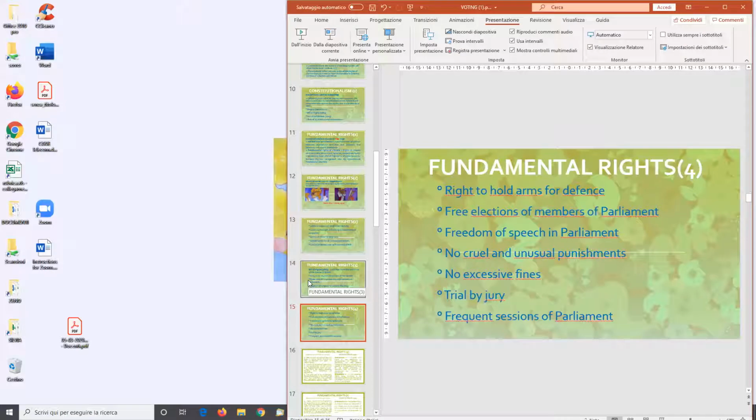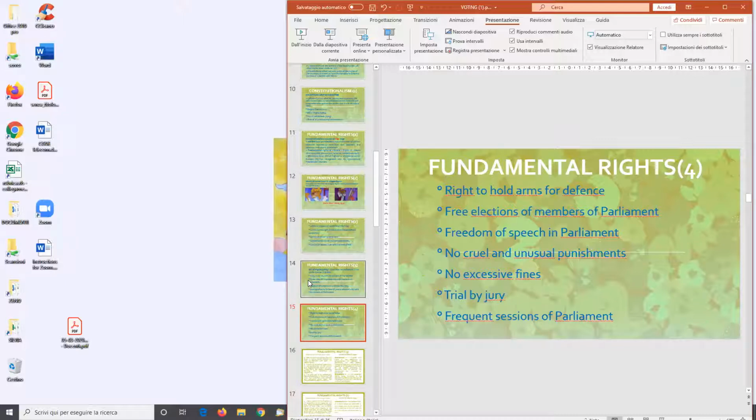Then let's look at the other principles set out in the Bill of Rights, because we shall see how they evolve in the following century. Right to hold arms for the defense. As a matter of fact, it is a right given only to Protestants. Free elections. This is very important. Elections must be free. Freedom of speech in Parliament, not outside Parliament, but at least freedom of speech in Parliament. No cruel or unusual punishment, so no torture, no excessive fines, trial by jury, frequent sessions of Parliament.